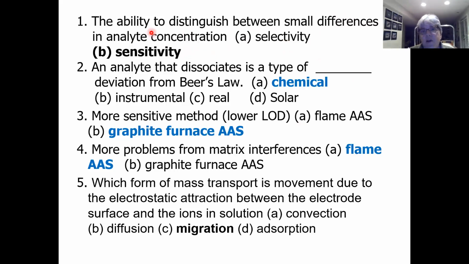All right, now you might say, okay, I'll just memorize this question. But when I say you should really understand that, you should realize there are different ways I could ask this question. I could say sensitivity is A, the ability to distinguish between small differences. B, the concentration range where something's linear. I could make it multiple choice. I could make it true, false. I could be asking about selectivity instead of sensitivity.